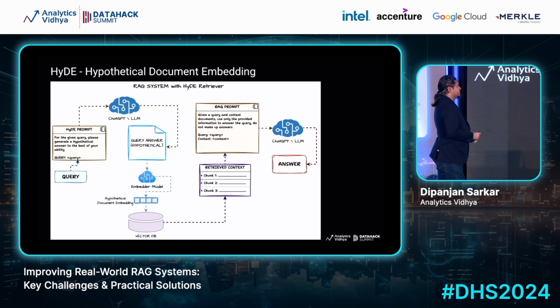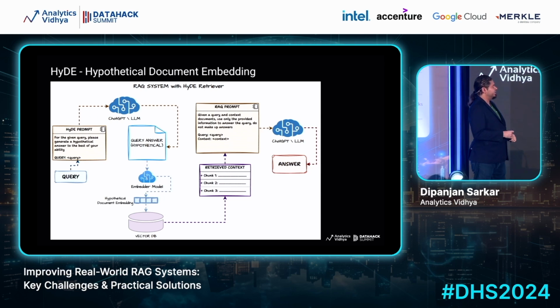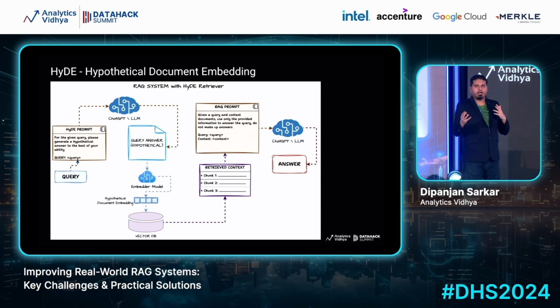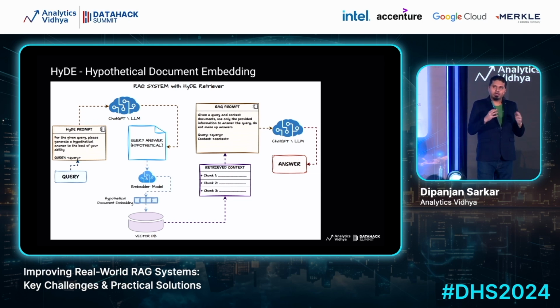What you do is you send your question to an LLM, and you tell the LLM, generate a hypothetical answer to answer this question. Now, that answer could have some hallucinations. That answer may not be totally perfect, but it will have a structure where a lot of the keywords will be more similar to the documents.